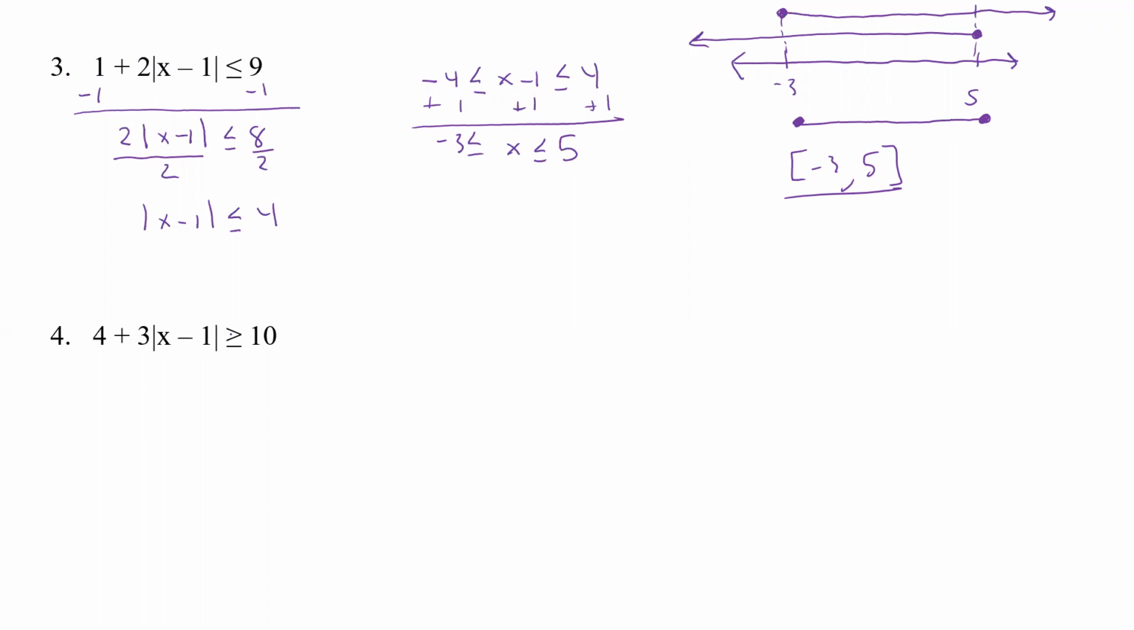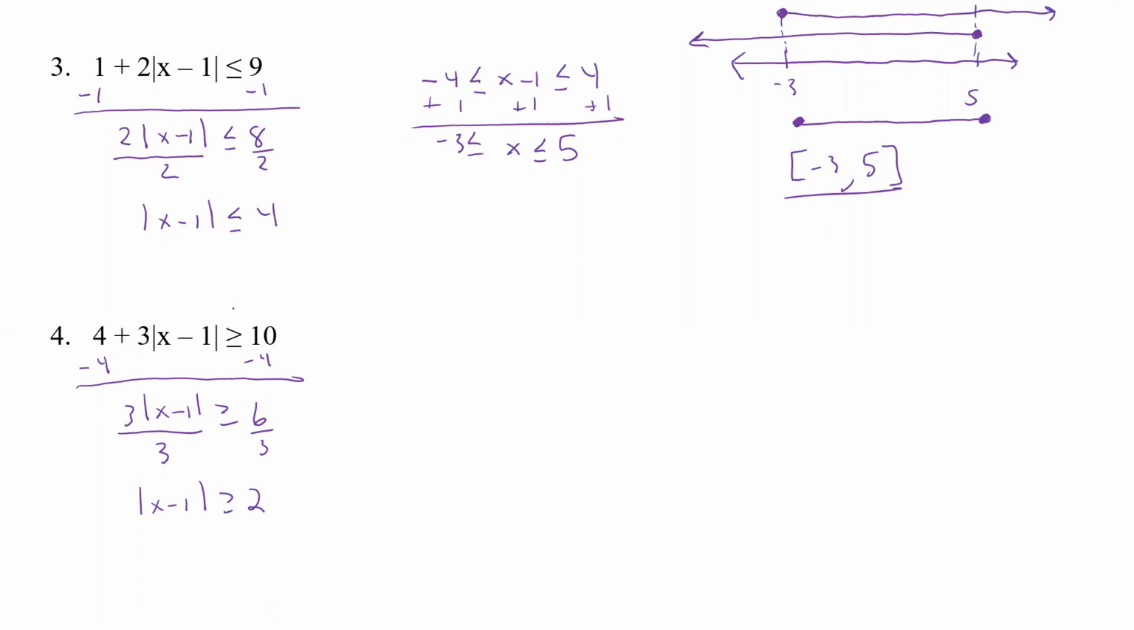So the same thing happens on the next one, if you notice. So pretty similar. We need to get rid of that 4 at the very beginning. So those cancel. We have 3 absolute value of x minus 1 greater than or equal to 10 minus 4, which is 6. Now we'll divide by 3. So the absolute value of x minus 1 is going to be greater than or equal to 2.